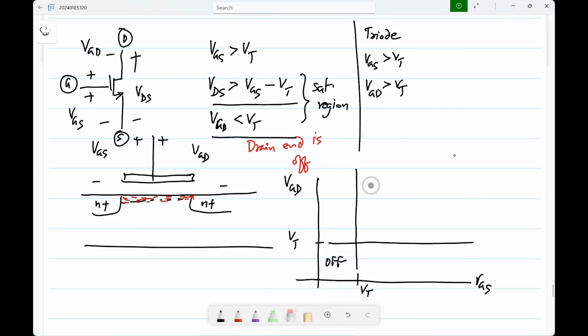What is this region, where both are greater than VT? This is when the transistor is in the triode region. What is this region here? Saturation. And this one, what is that? Off. What is this region? This is saturation. What is this part? What region is that? Off.